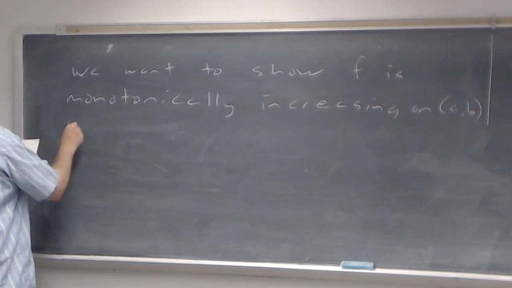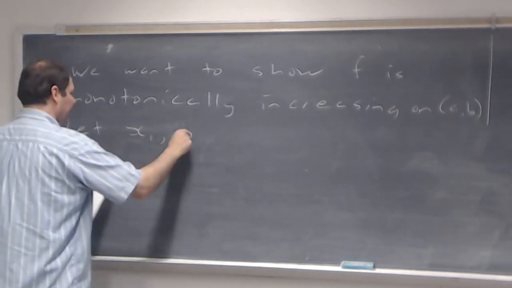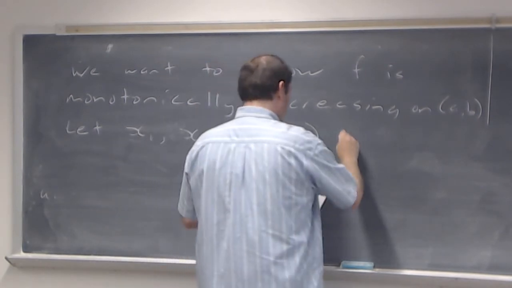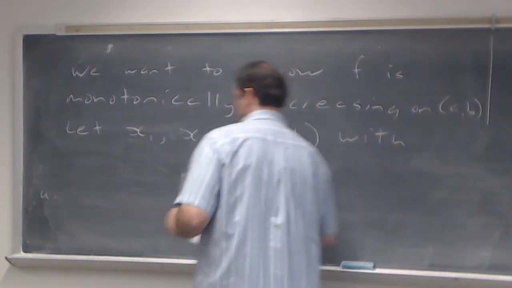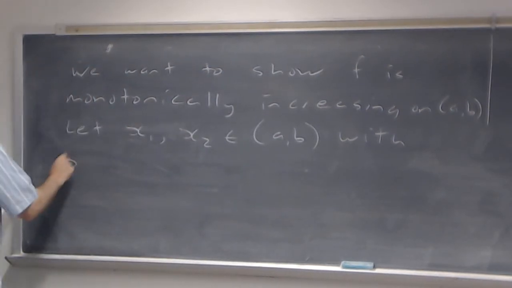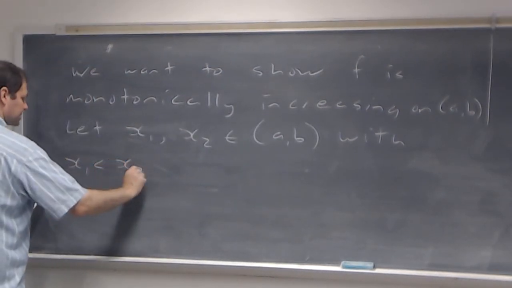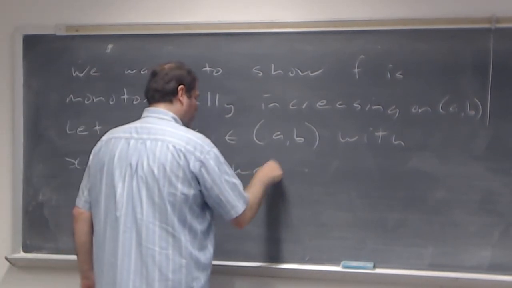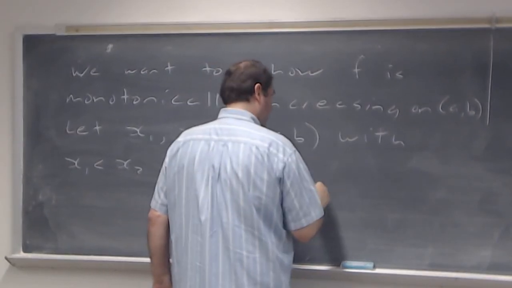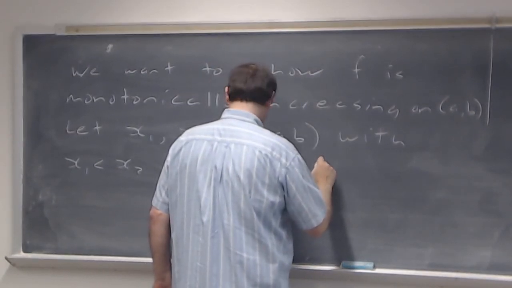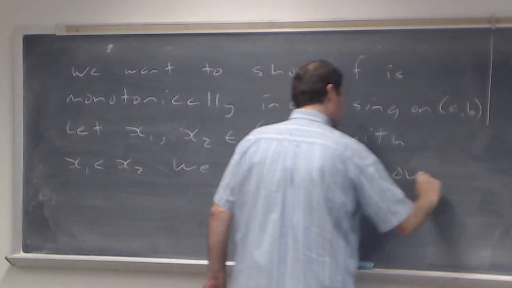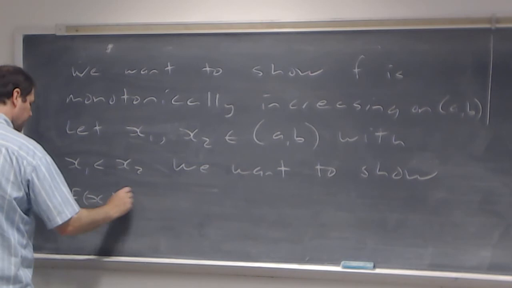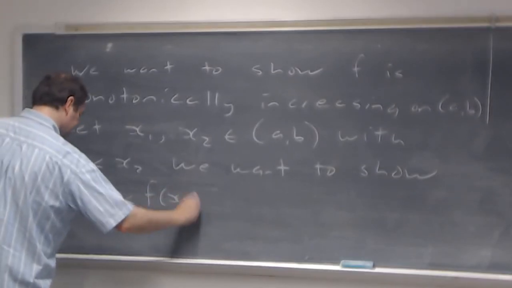Let me write that down. We're going to let x of 1 and x of 2 be an element of A to B with x of 1 being less than x of 2. Okay? And then we want to show, this is exactly the requirements of the definition for monotonically increasing, we want to show f of x of 1 is less than or equal to f of x of 2.